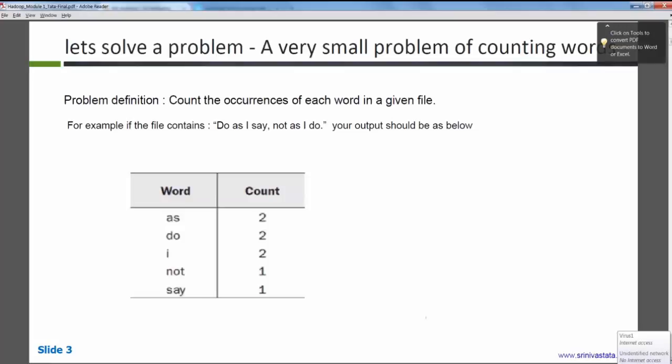If I give you a sentence like "do as I say, not as I do", your output should be the word and count. Like "as" comes two times in the sentence. "Do", twice. "I", twice. "Not", only once. "Say", only once. Have you understood the problem definition? Yes. Excellent.